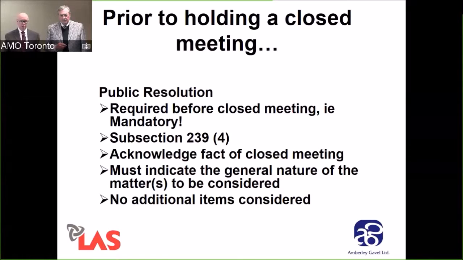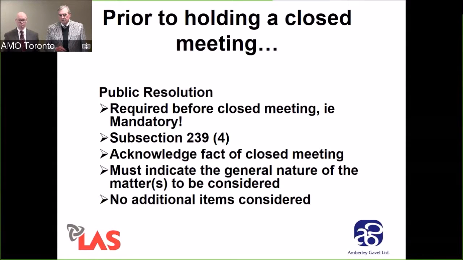So the next question is, how do you get there? How do you get into a closed meeting? What are you required to do? Section 239 is very specific in terms of what must happen. You may not hold a closed meeting unless council or the committee passes a resolution at a public meeting, and that resolution must do two things. First, it indicates that council is authorized to hold a closed meeting. Secondly, it must state the general nature of the matter, or if there's more than one item, the matters that will be on that closed meeting agenda. You may not go into the closed meeting without that public resolution being passed.